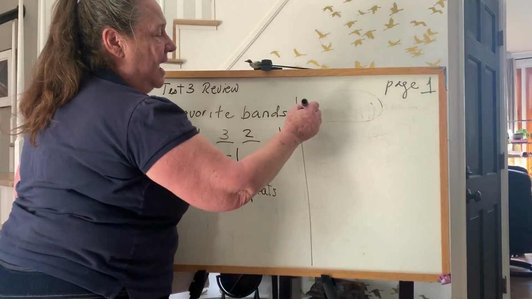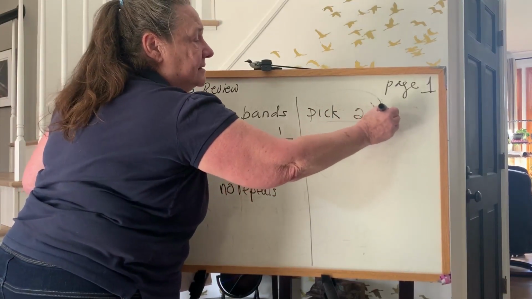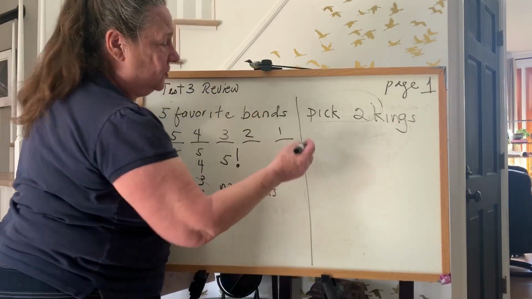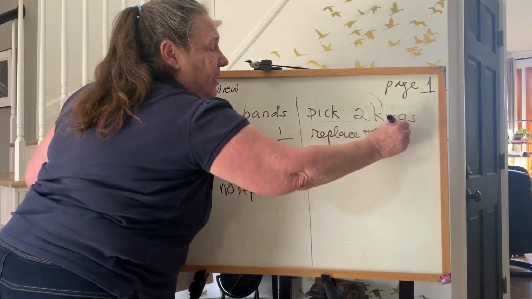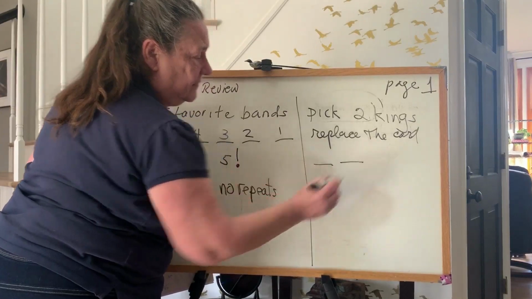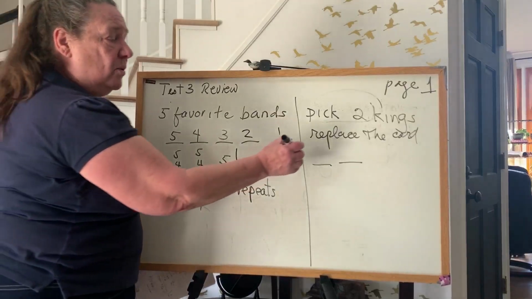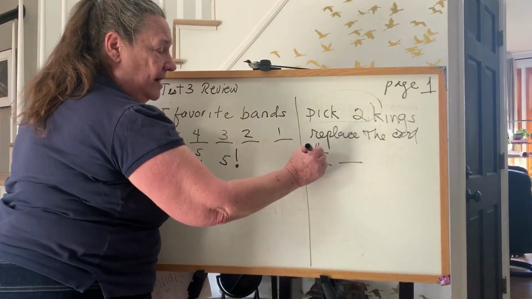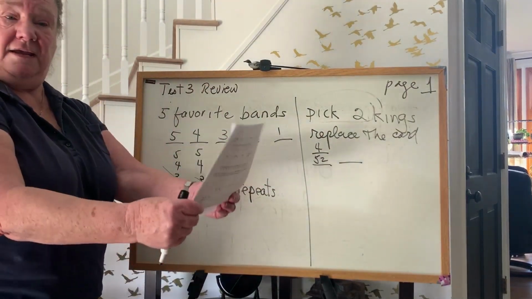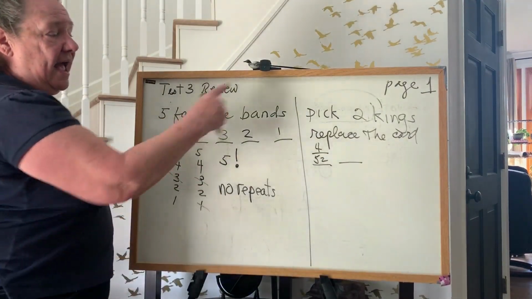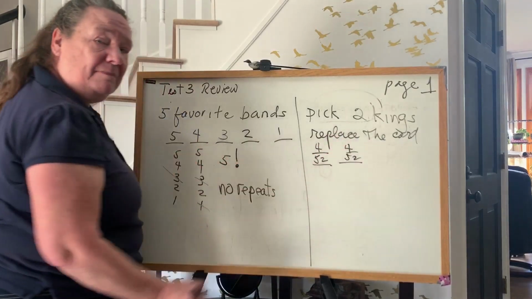So for instance, I want to pick 2 kings from a deck of 52, and I want to replace the card after I pick it, okay? So what are the chances of me picking the first card? 2 slots, 2 kings, okay? Well, there are 4 kings, so 4 out of 52, no problem. I look at the card, here's my king, I put it back in the deck, and I have, again, 4 out of 52 because I replaced it.